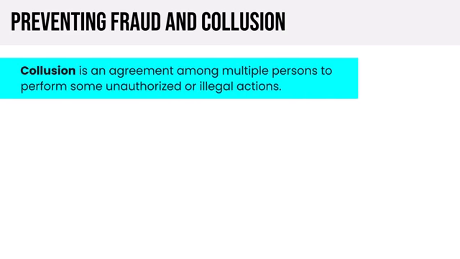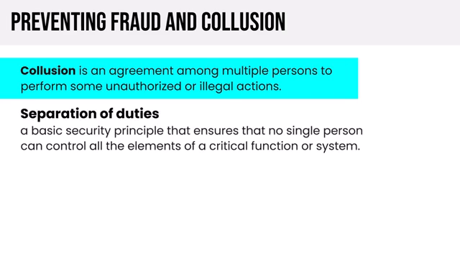So collusion is an agreement amongst multiple persons to perform some unauthorized or illegal actions. Separation of duties helps here, a basic principle that ensures no single person can control all the elements of a critical function. So for example, the person who configures and approves privileged access shouldn't be the person who is then using that privileged access to carry out a task.